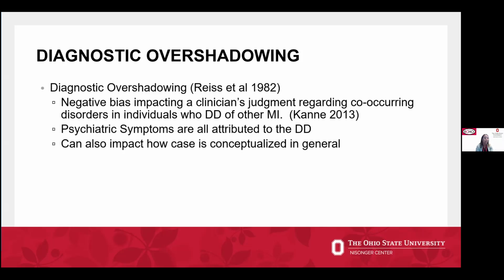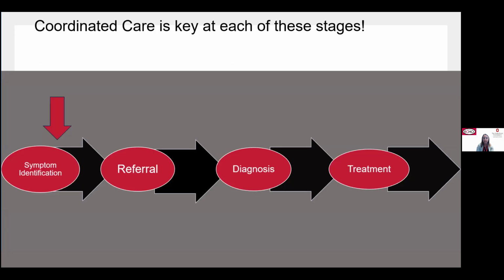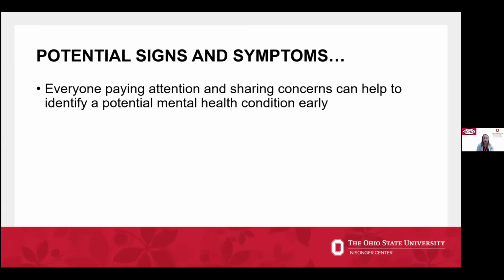And it impacts not only us identifying when an individual is having difficulty, but it can impact how a case is thought about and how we treat a case. There are tons of evidence-based treatments out there, but if we're not thinking that an adult has major depressive disorder or social anxiety disorder, we're not thinking about it that way. If we're thinking it's about the disability, we're not getting that person those supports that they need. So we really need this coordinated idea from the very beginning, from symptom identification all the way through, where everyone is really paying attention and sharing their concerns.